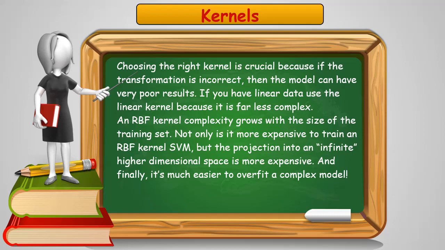If you go with the RBF, the kind of standard kernel that most people go with, complexity grows with the size of the training set. Not only is it more expensive to train the kernel, but the projection of this into an infinite number of higher dimensional space is going to be more expensive in terms of computational time. And finally, it's much easier to overfit a complex model than it is a simple one. So keep it simple is always best.